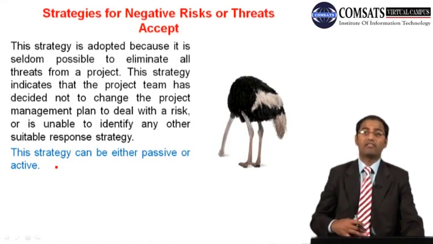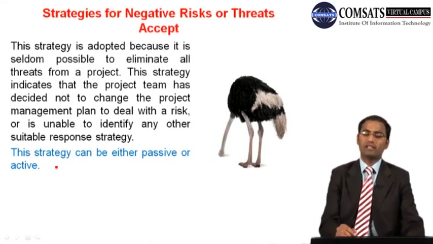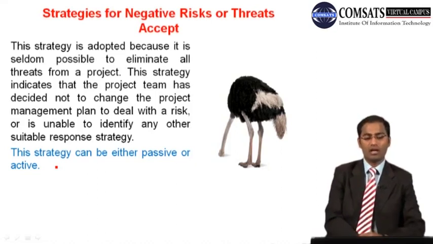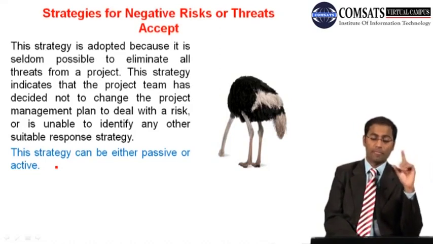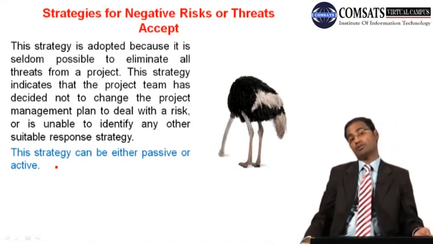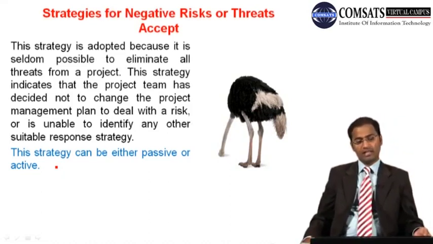The last of the strategies for negative risk is you simply accept it. So this strategy is adopted because it is seldom possible to eliminate all the threats from the project. So this strategy indicates that the project team has decided not to change the project management plan to deal with that particular risk, okay, or is unable to identify any other suitable response strategy. So this strategy can be either passive or active.